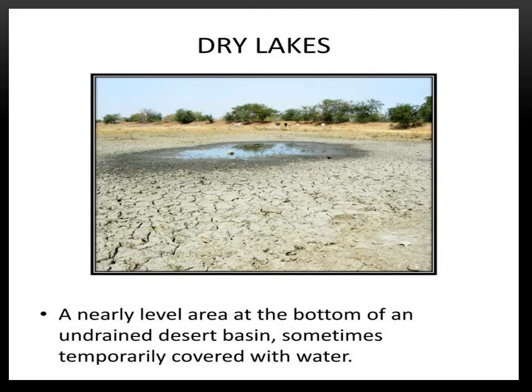Then the next one, the ninth one, is the dry lakes, a nearly level area at the bottom of an undrained desert basin, sometimes temporarily covered with water. So a dry lake is either a basin or depression that formerly contained a standing surface water body. The water is not flowing anywhere. So that contained a standing surface water body, which disappeared when the evaporation process exceeded recharge.